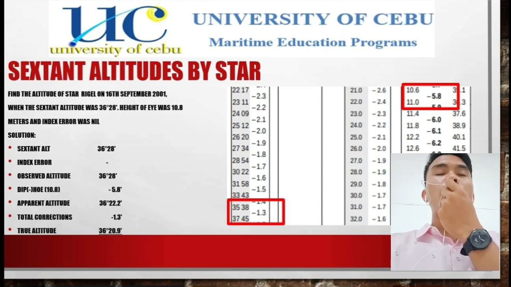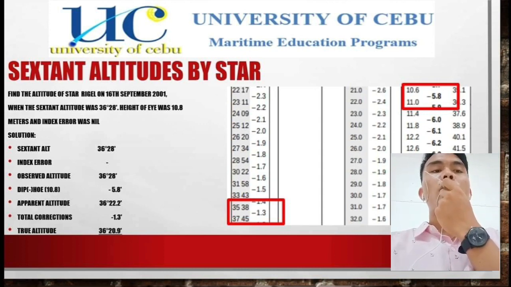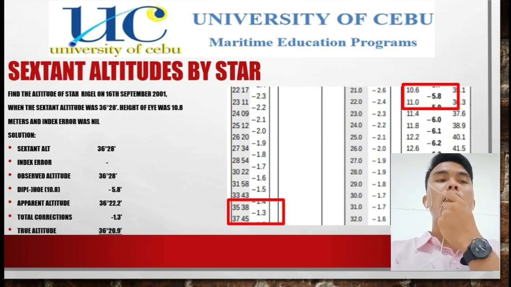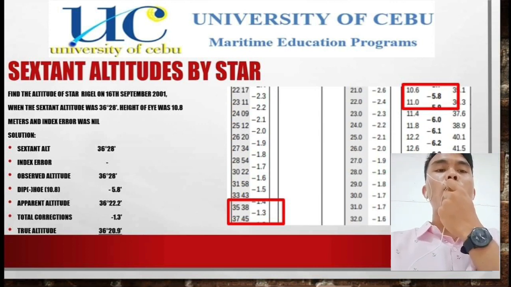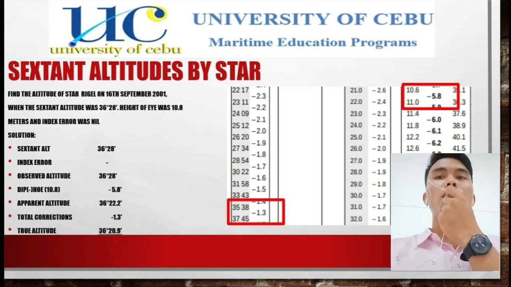Then the total correction is minus 1.0. So the apparent altitude is 45 degrees 11.1 minutes, because 45 degrees 12.1 minutes minus 1.0 is 45 degrees 11.1 minutes. The additional correction is plus 0.2. So the true altitude is 45 degrees 11.3 minutes.